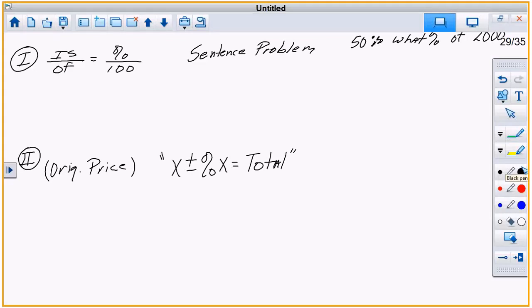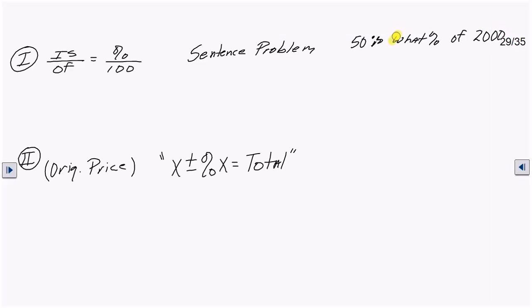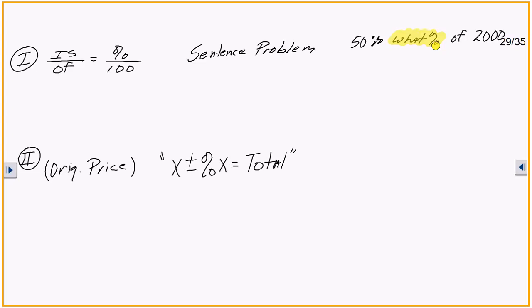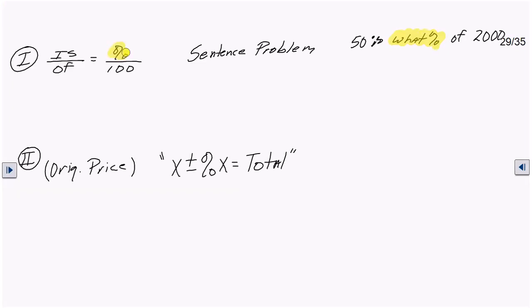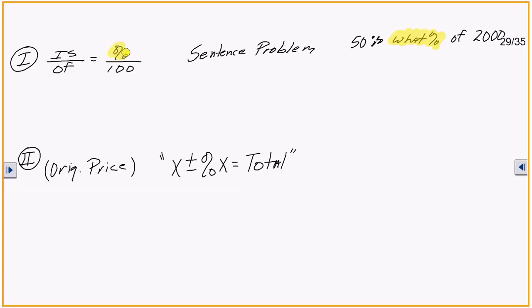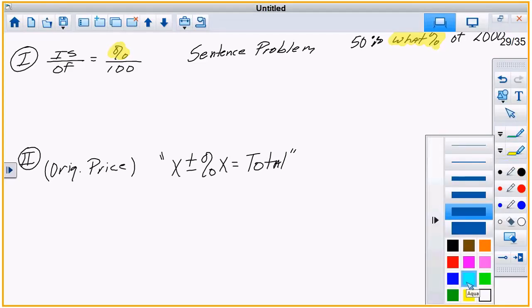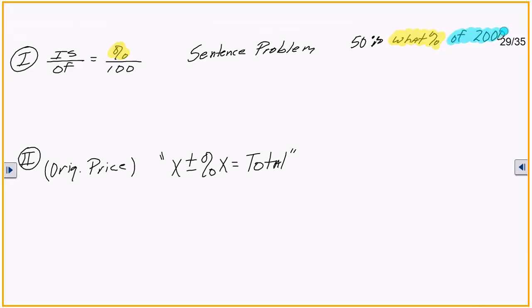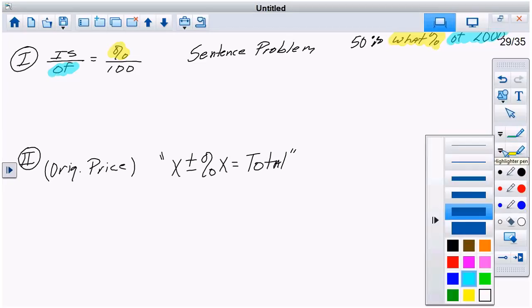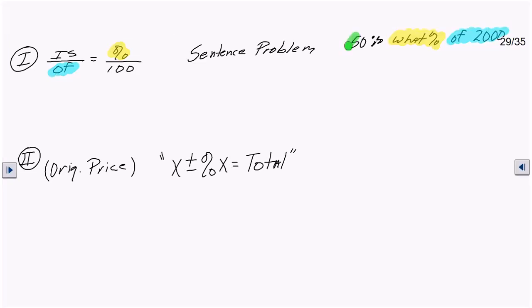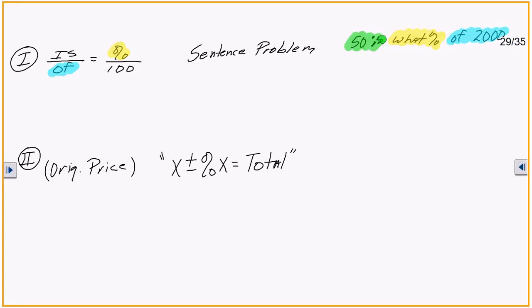Okay, what percent? I'm going to highlight that with yellow. And that's going to go right there. Of 2,000, I'm going to highlight that blue. Of is right there. And then that leaves 50 is. So I'm going to highlight that 50 green. And that goes right here.